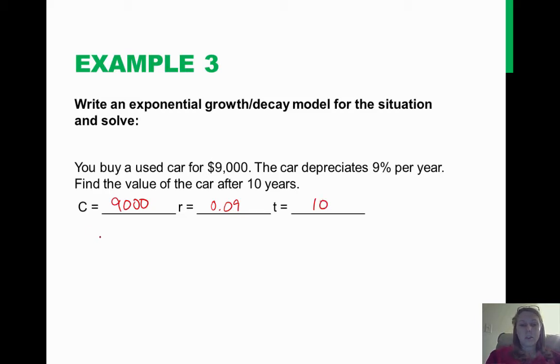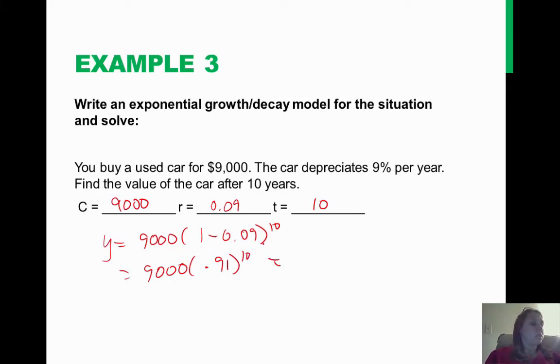So let's set this up. We have y equals 9,000. We're taking a depreciation, so it'll be 1 minus 0.09 for 10 years. So 9,000 times 0.91 to the 10th power. And if we put that into our calculators, we're going to end up with $3,504.75. So our car will only be worth this much after 10 years.